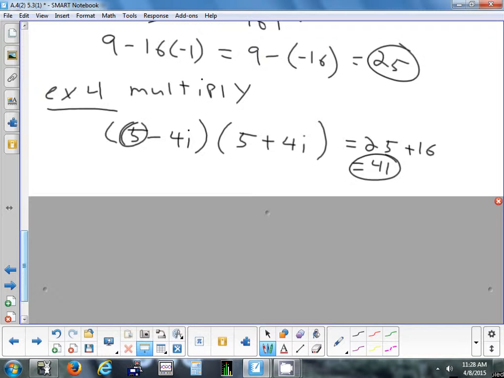I just think of it as take that and square it, take that and square it, and add them up. Now some people say, well, you have to square the negative. Well, it doesn't matter. If you square the negative, it goes away. Negative squared is positive.